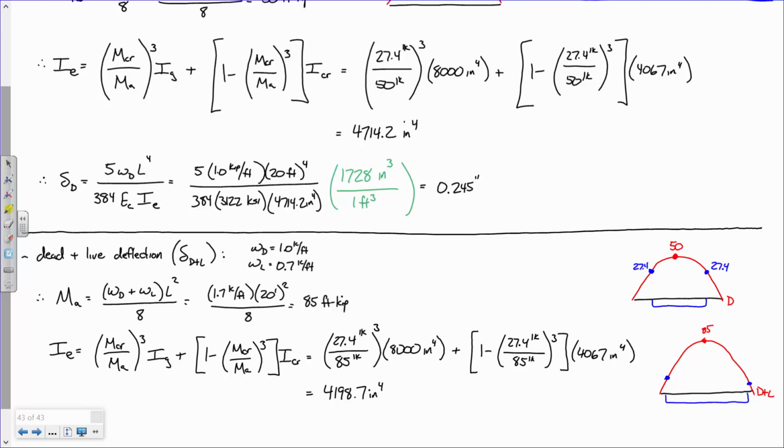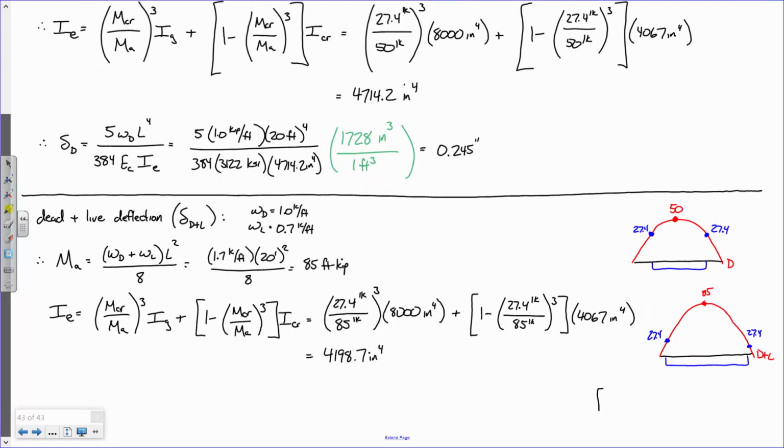So that's basically it. So if under dead load the beam effectively looks like this. Under dead plus live, oh goodness, I don't know what happened there. It looks like that. More of the beam has experienced cracking, so its overall stiffness has gone down. Does that make sense? Everybody okay with that?